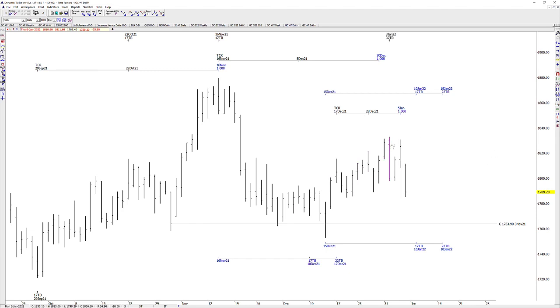Did I hit the right one? Yep, January 3rd. Well, it's not 32. Let me mark off that low. 12. So we're well short of the 17 to 22, but now we've got a decline coming in, and now we're approaching that time period, the 17 to 22.